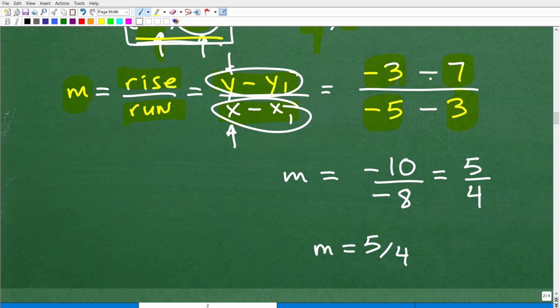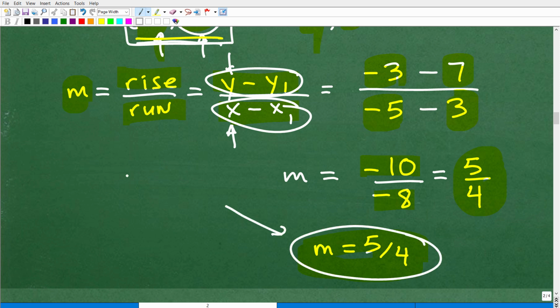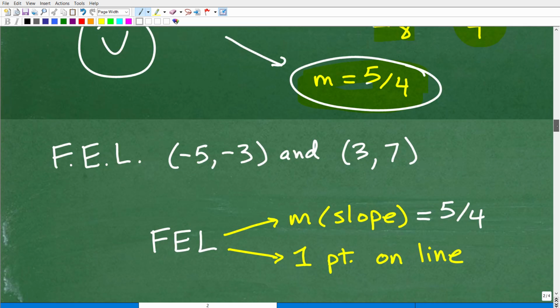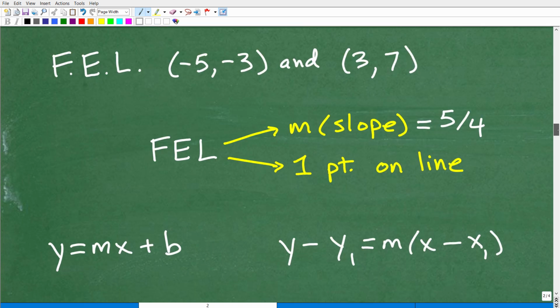So we have -3 minus 7. That gives us -10. -5 minus 3 is -8. And a negative over negative is positive. I reduce that fraction. I get 5/4. So my slope is 5/4. Okay, so a lot going on in this problem, but if you were able to do this, well, let me go ahead and give you a nice little lovely happy face for being an excellent math student, but we are not done yet. Okay, so let's go ahead and continue the process here.